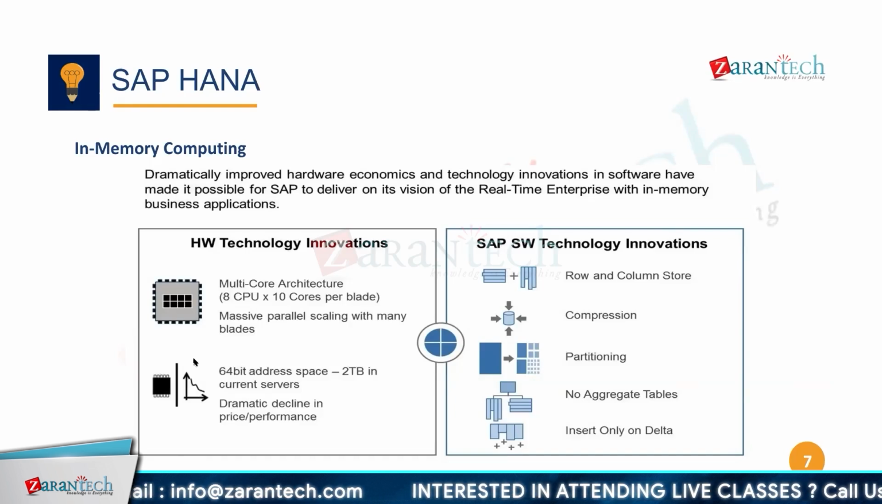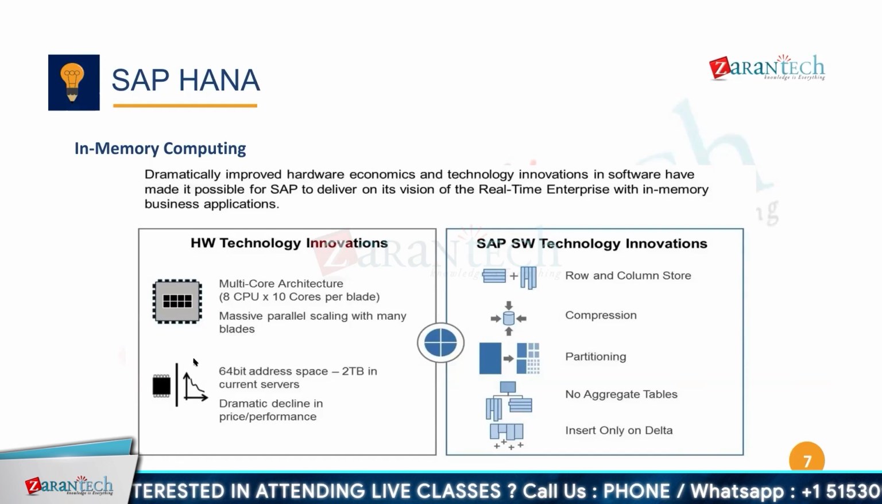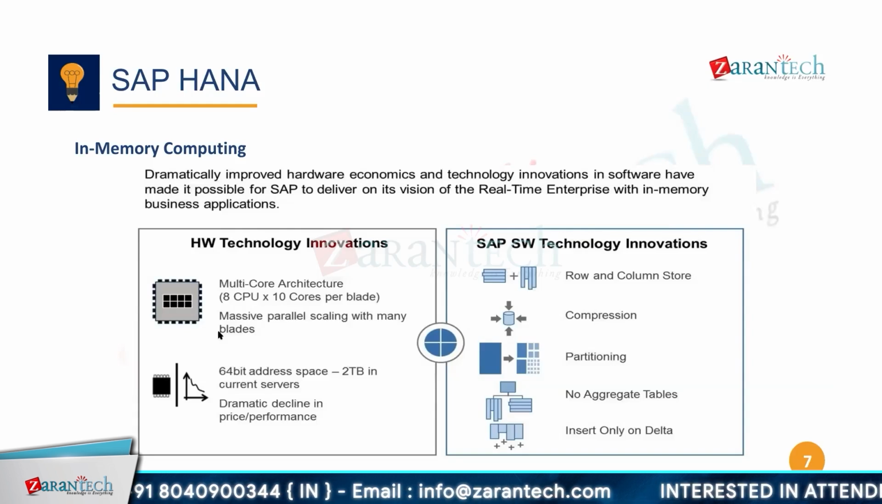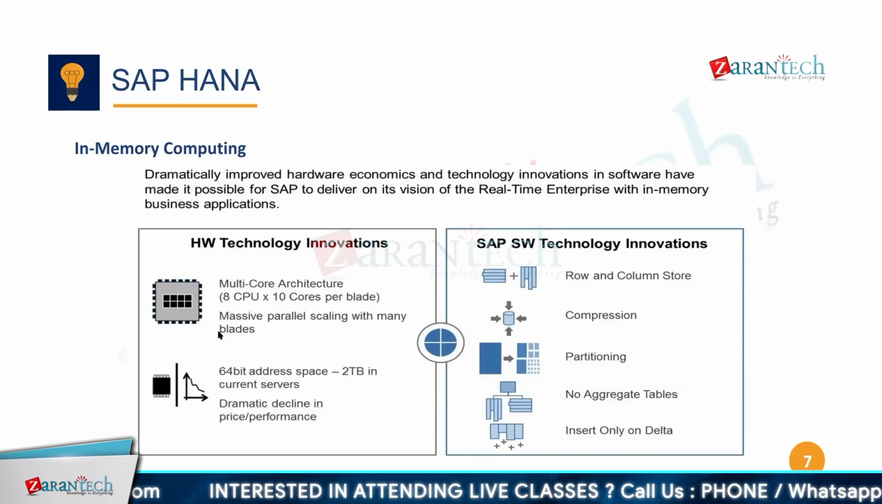If you compare those days, the price of the RAM today is very cheap. So the hardware manufacturers started developing huge infrastructures, big servers with more RAM and more CPUs, and their price also reduced. That is the important aspect you have to consider: very powerful architectures at lesser price. That is one very good advantage for SAP.